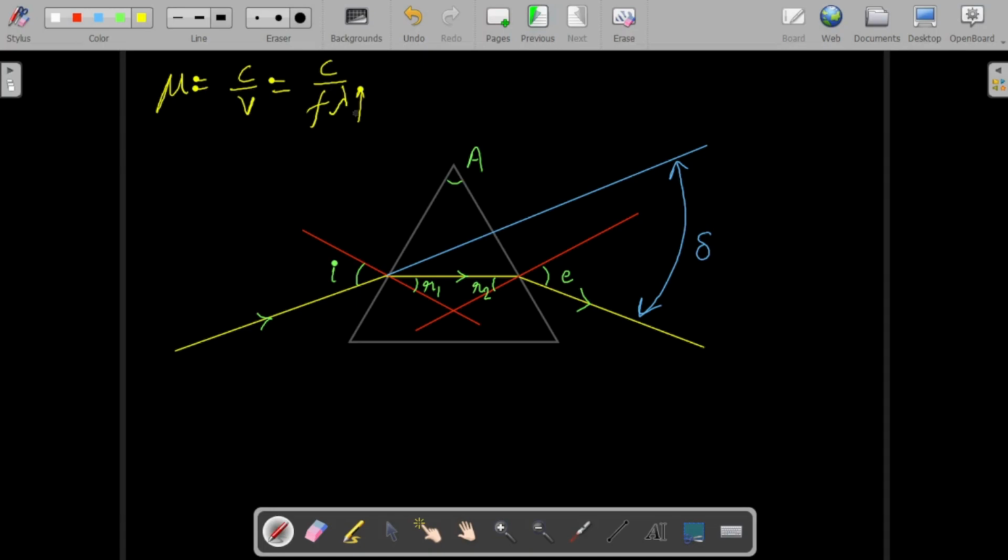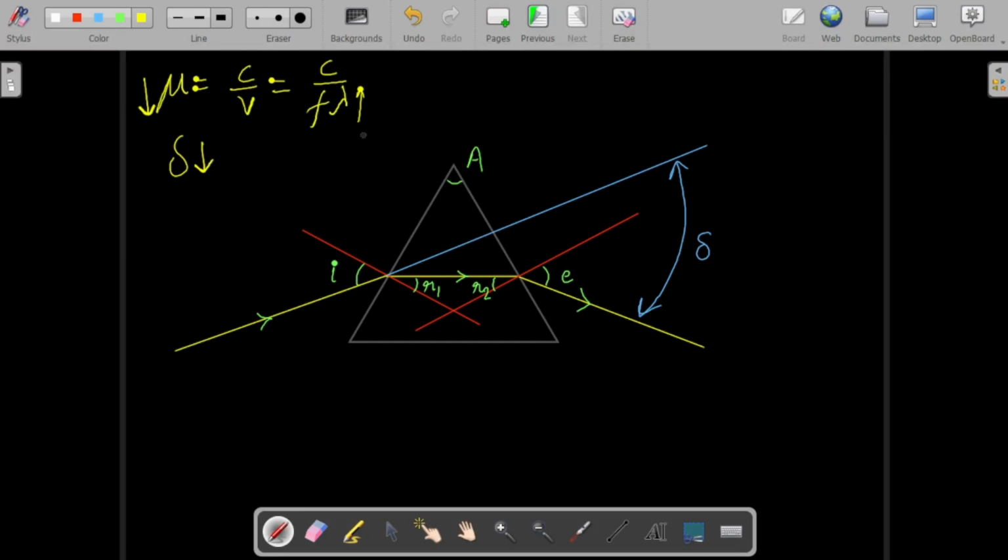So by increasing the wavelength, mu is going to decrease. For mu to decrease, the result is that delta will also decrease. So it is inversely related to the wavelength of light. Higher the wavelength of light, lower will be the angle of deviation.